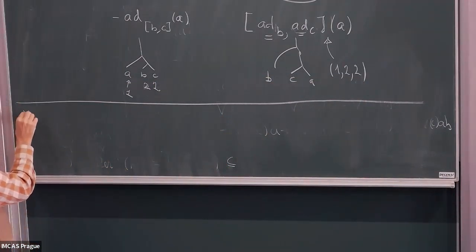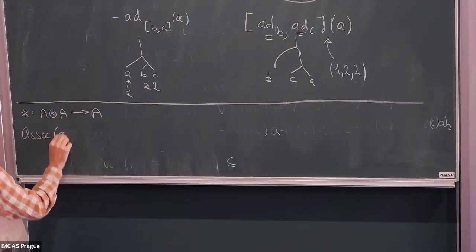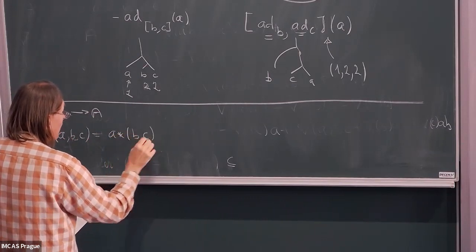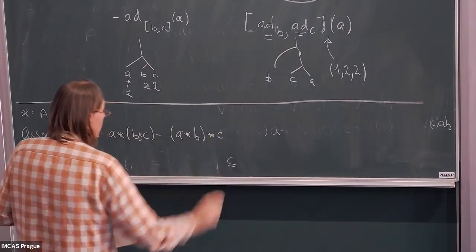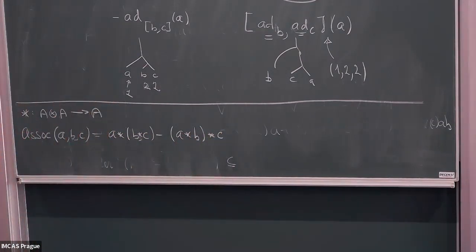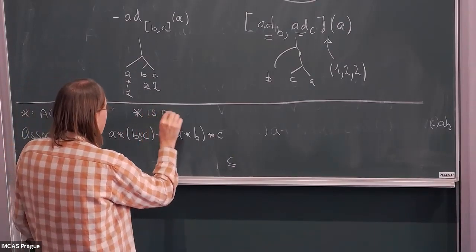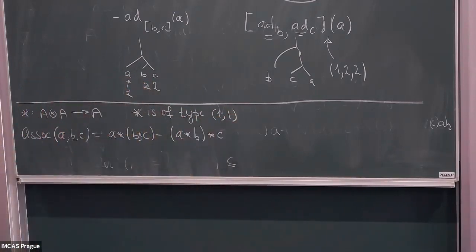Now, suppose that I am given just a bilinear operation on A, and I consider the associator (A, B, C), which is (A star B) star C minus A star (B star C), and I wish to figure out whether the similar thing may be true also for associative algebras. Namely, I assume that it's of type 1. So what is the type of these fellows?